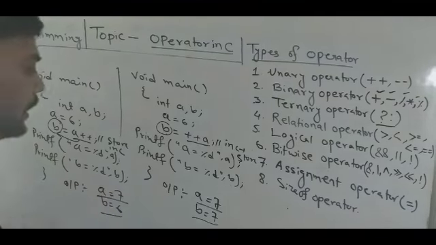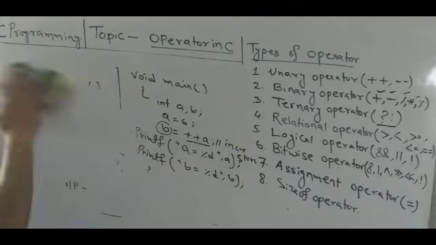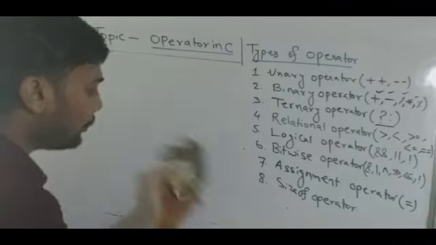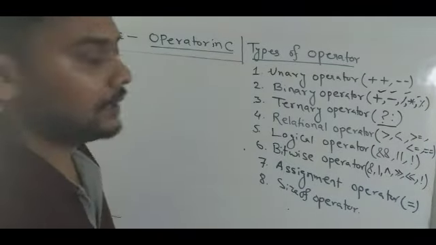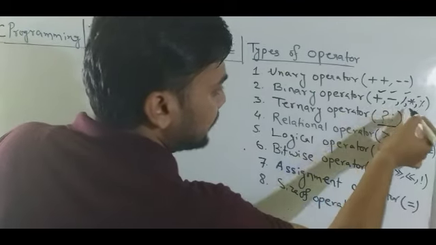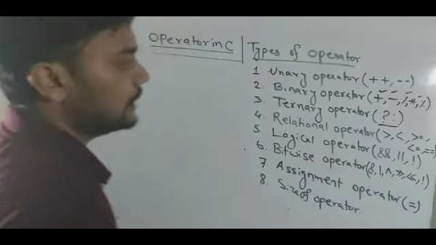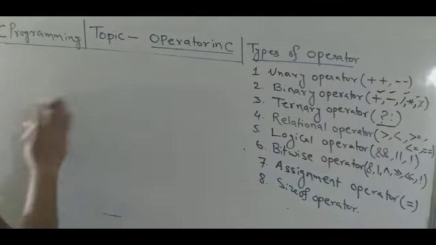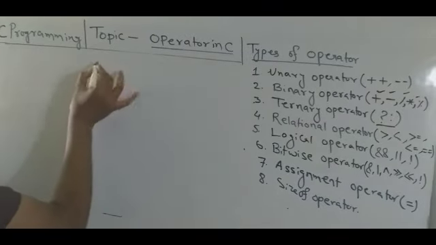Next हम देखते हैं दोस्तों बाइनरी ऑपरेटर. Binary operator means it operates on two operands. That means binary means plus, minus, multiplication, division. Binary means it operates on two operands. One example I will give to you दोस्तों.